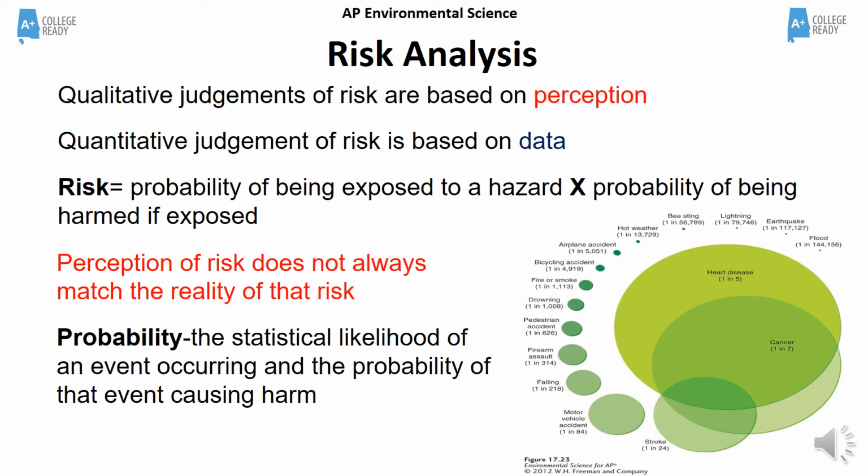Qualitative judgments are based on perception. People's quantitative judgment of risk is based on data, and a lot of times people's perception does not match up with the data. To manage risk effectively, we need to determine how closely our perceptions match reality.